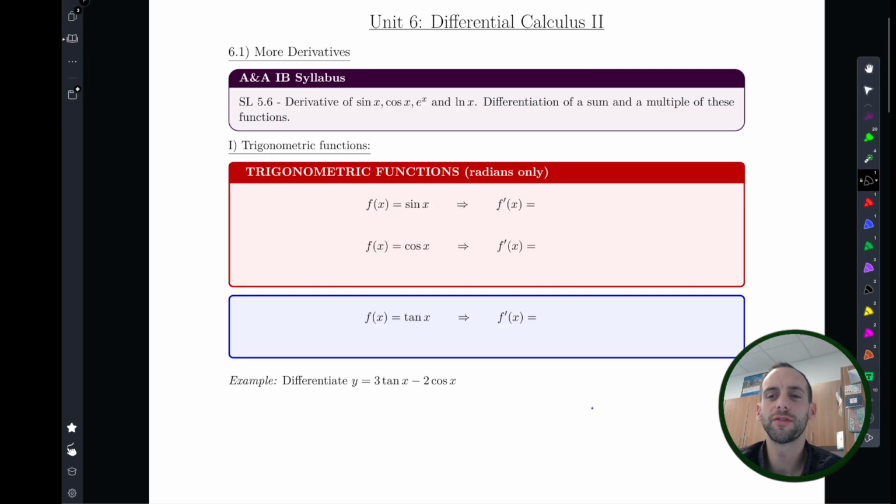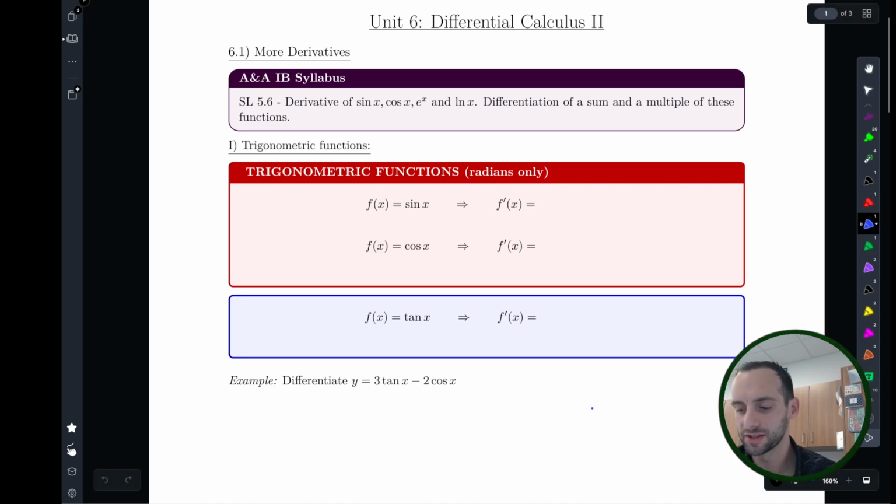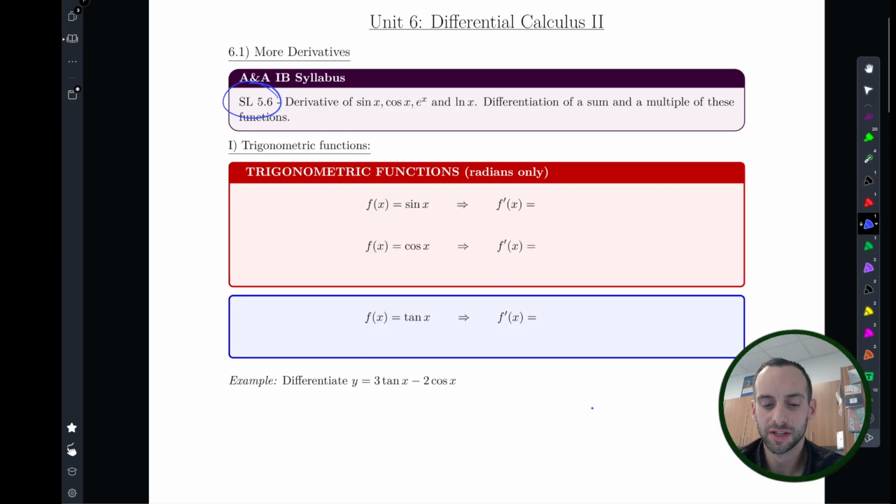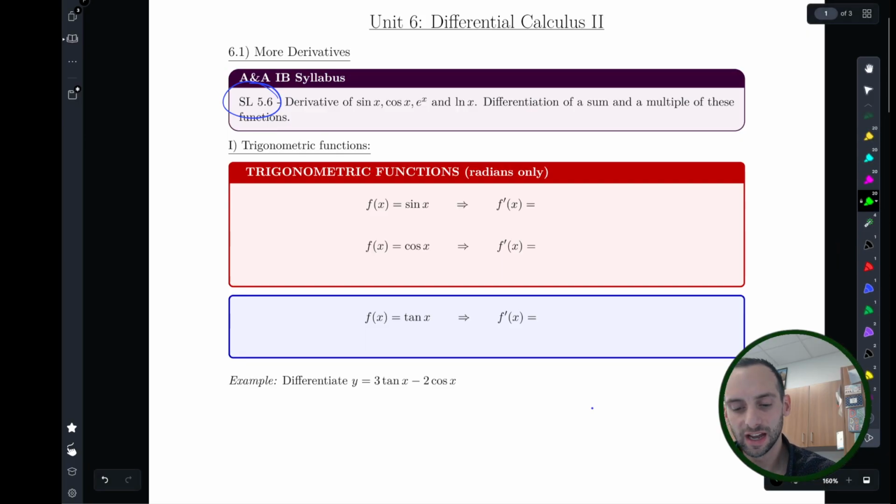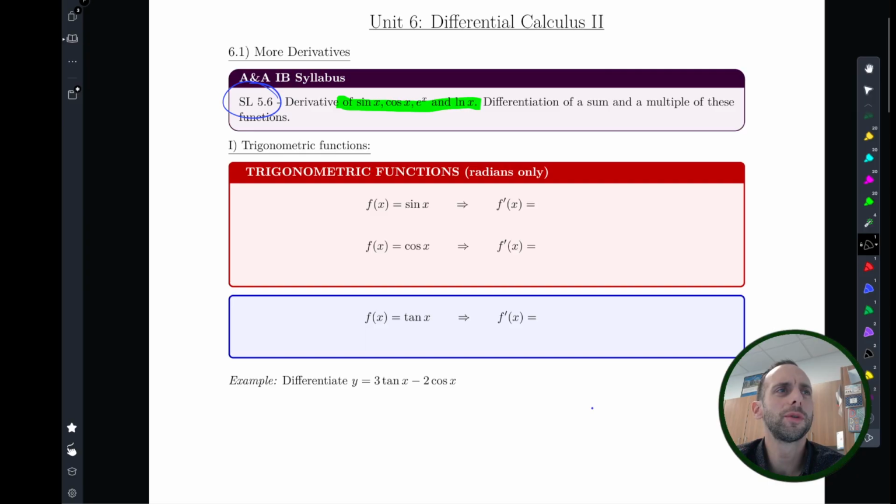So this is the second of our two differential calculus units. We'll call it differential calculus 2. And in this first section, 6.1, we are studying section SL 5.6 of the syllabus, finding the derivatives of some of our trig functions, exponential function e to the x, and finally our natural log function ln x. We're actually going to find some other derivatives that are not in the IB formula booklet, but you may find useful on exams and just generally interesting.